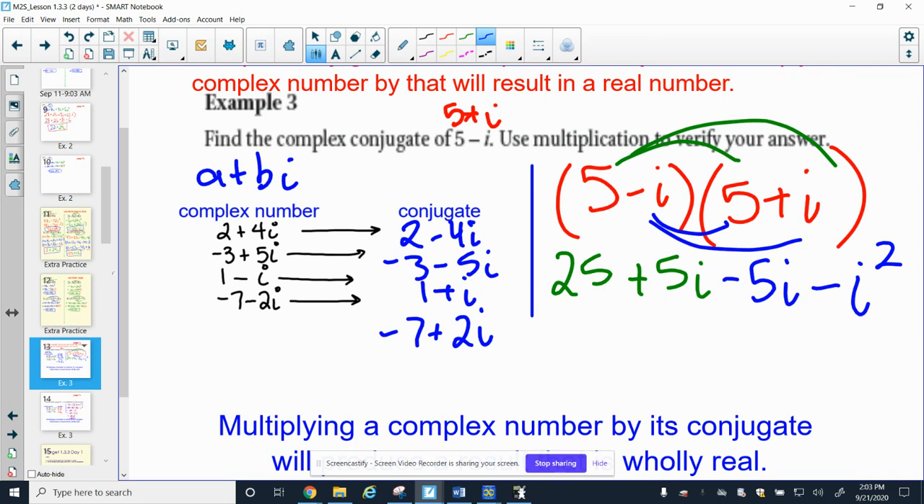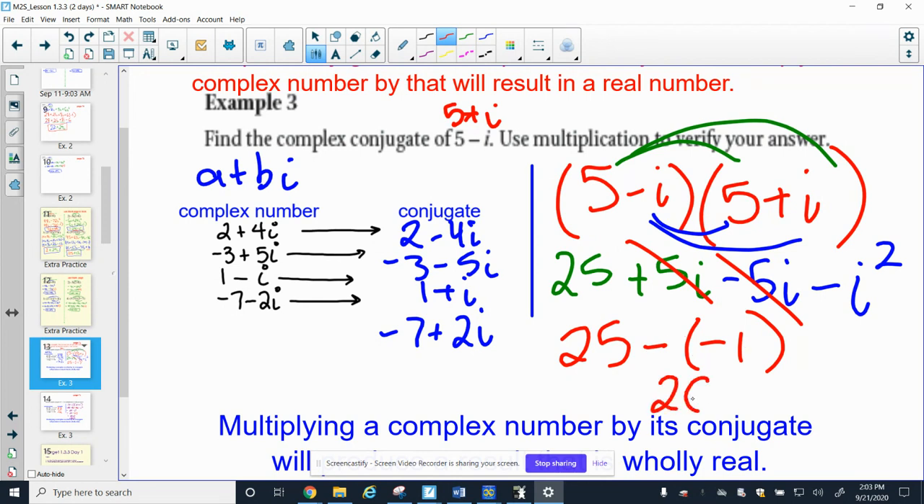Let's simplify. So hopefully we're seeing in the middle, plus 5i minus 5i. Those would cancel each other out. We also have an i squared here. So let's rewrite that i squared as negative 1. We have 25 minus, there's a minus in front, then i squared, that's negative 1. 25 minus negative 1, that'd be the same thing as 25 plus 1. We get 26.